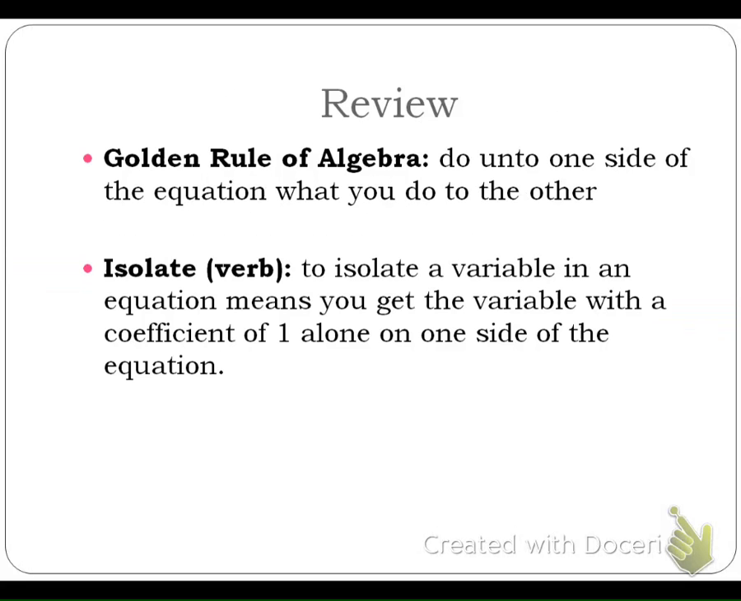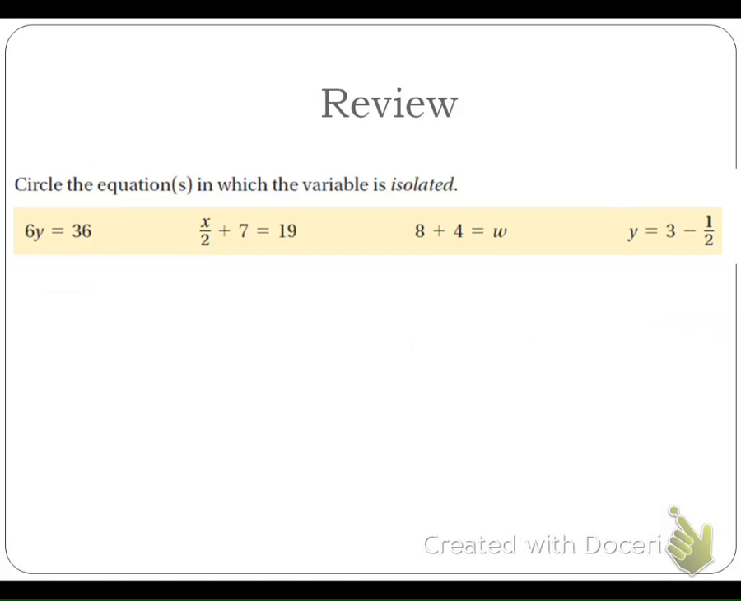Just to review, our golden rule of algebra is whatever we do to one side of an equation, we must do to the other. When we're solving an equation, we isolate the variable, which means we get the variable with the coefficient of 1 alone on one side of the equation. Look below at the equations. Which ones are isolated?